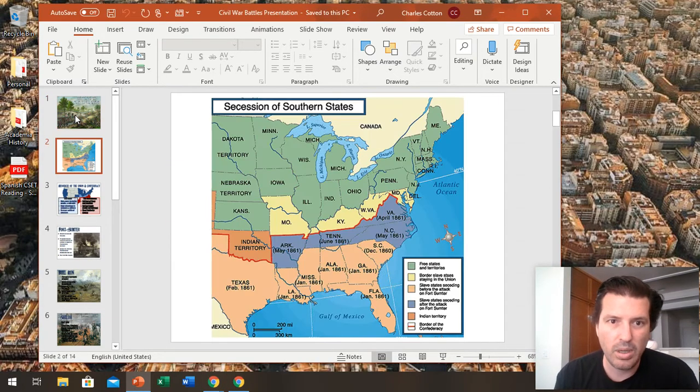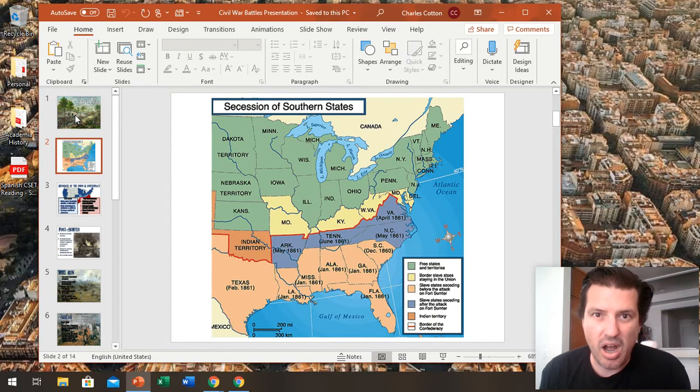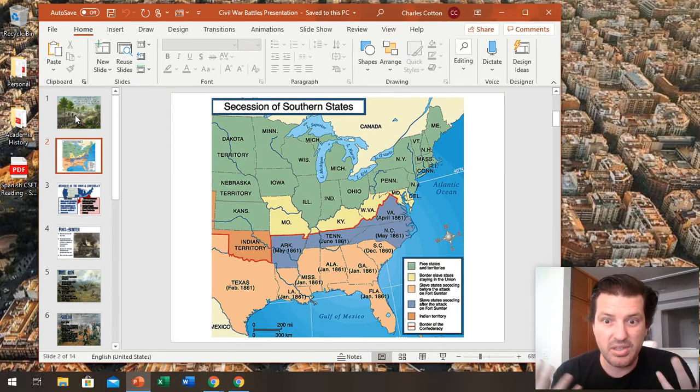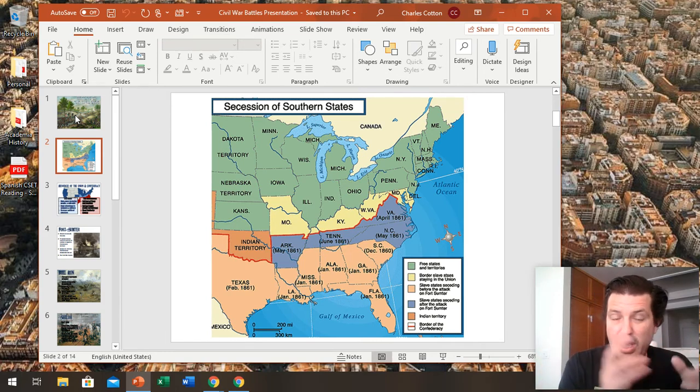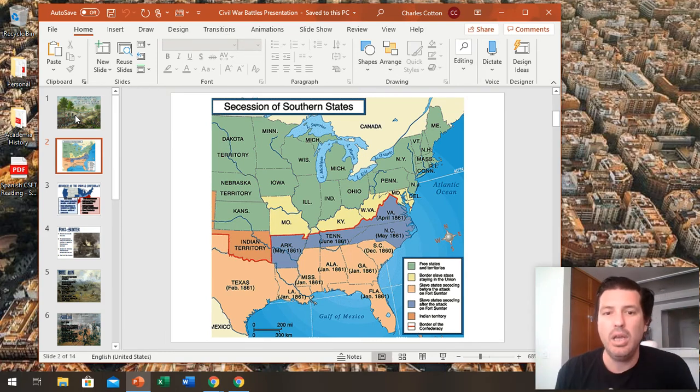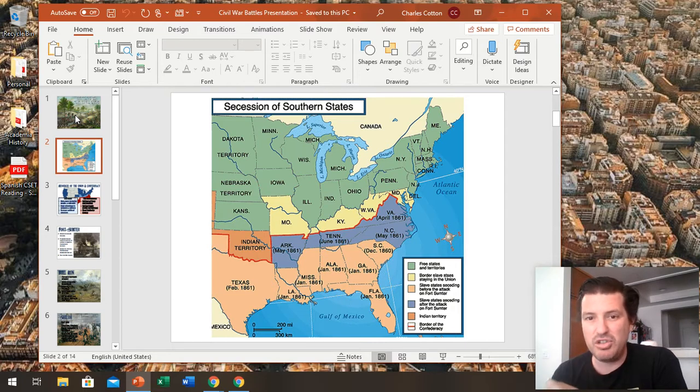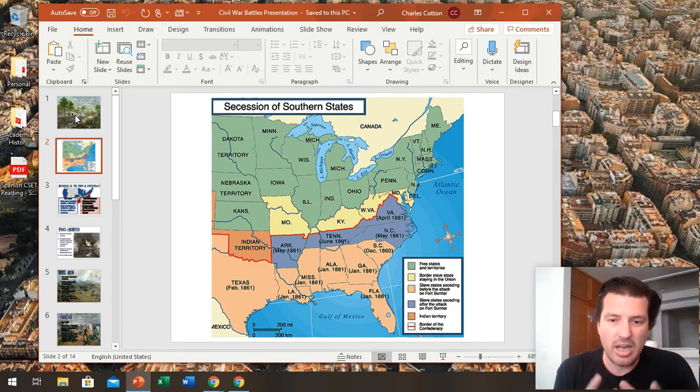So, the secession of the southern states. On this map here, you can see green states in the north. You can see the yellow states, which were slave states but decided to stay with the North, aka the Union. We have our orange states that were the first southern states to secede. And then after the first battle of the war, the battle at Fort Sumter, we see these other four states, Arkansas, Tennessee, North Carolina, and Virginia, leaving and joining the South.